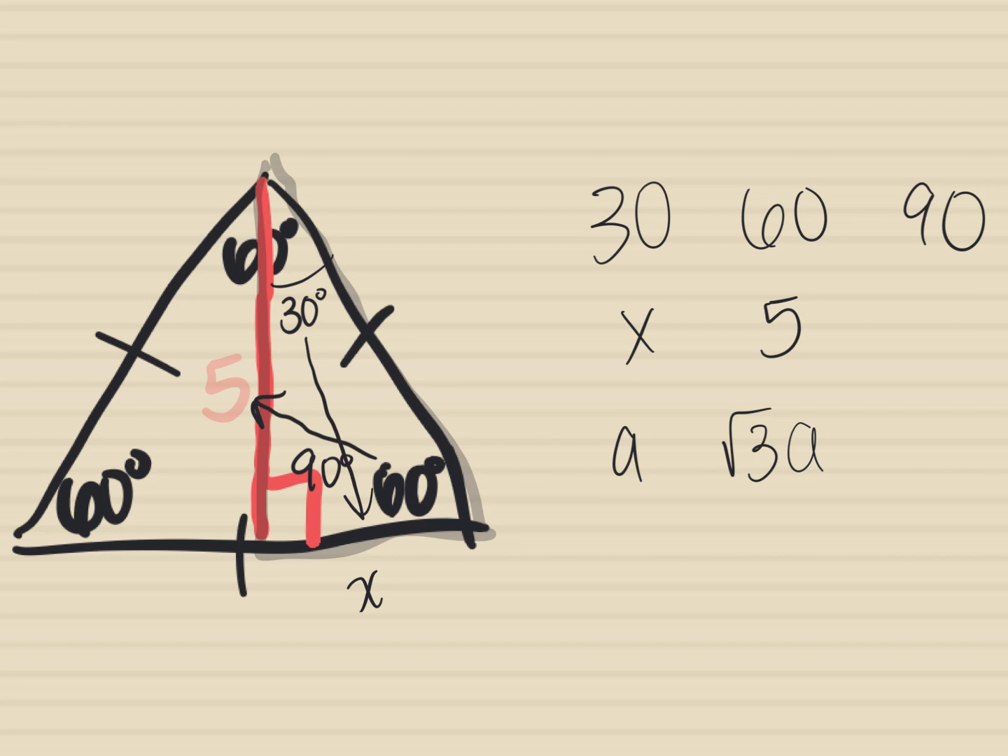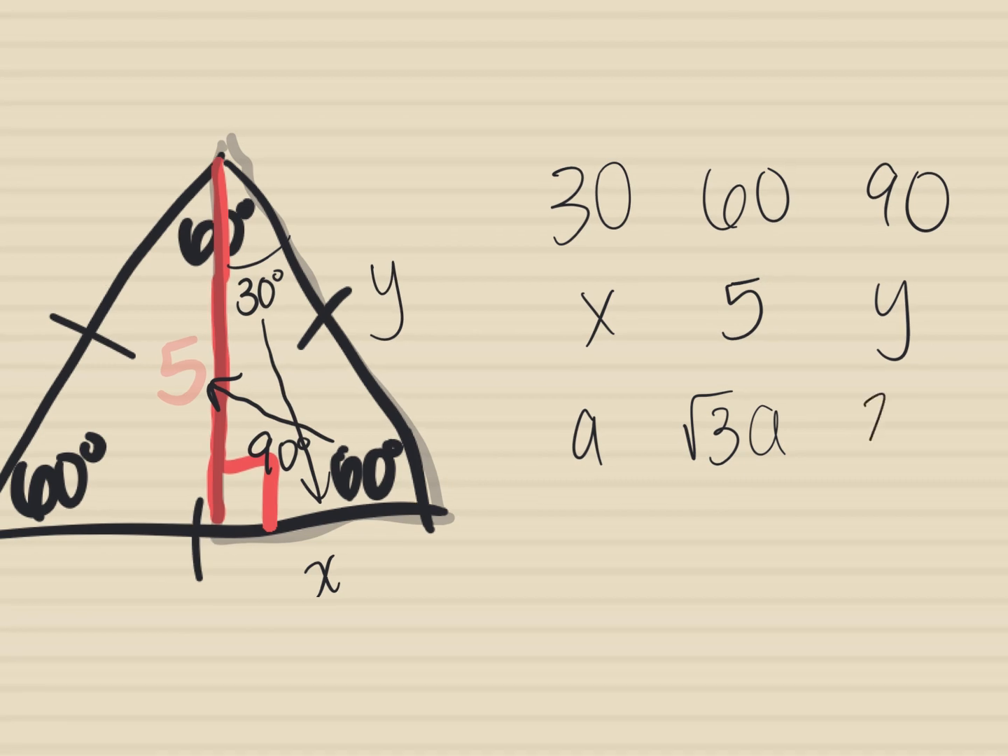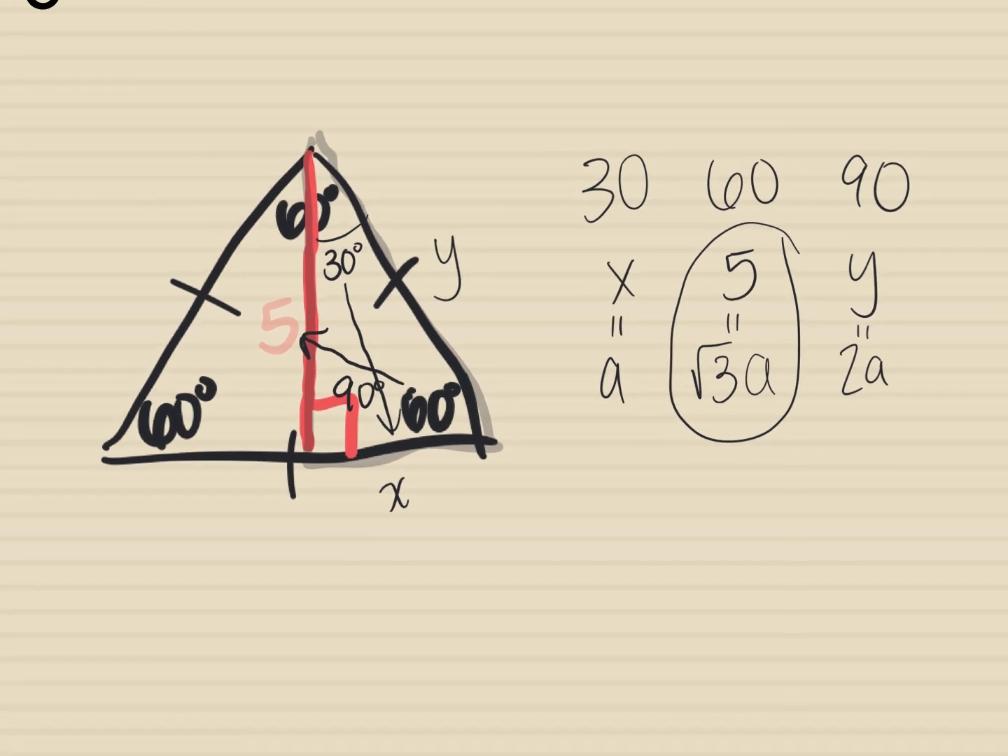just use another variable. What's another variable other than x? Y. Let's make 90 y. And how is y related to little a? It's going to be 2a. Very good. So now, which one of these three, if we were to put equal signs here, only has one variable? The 5 and the square root of 3 times a. So we can solve this one and get a. Okay? So let's solve it.